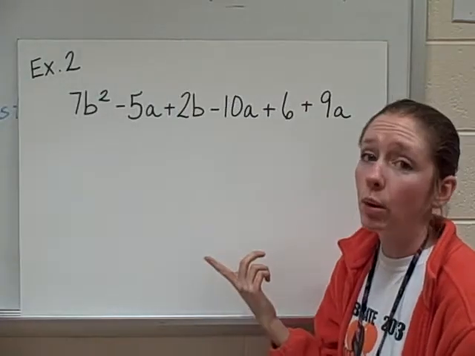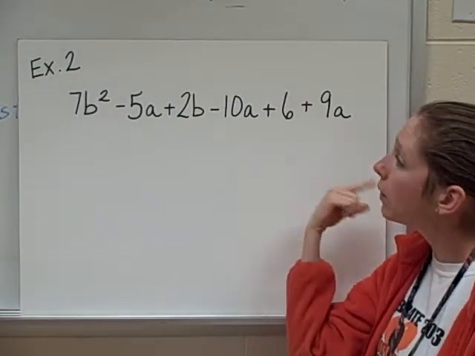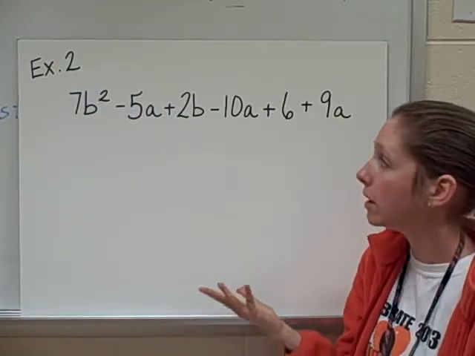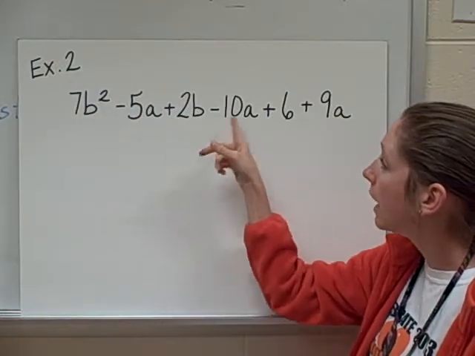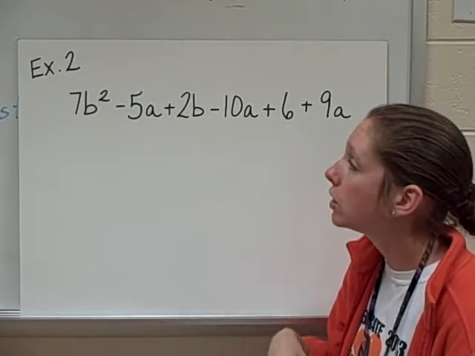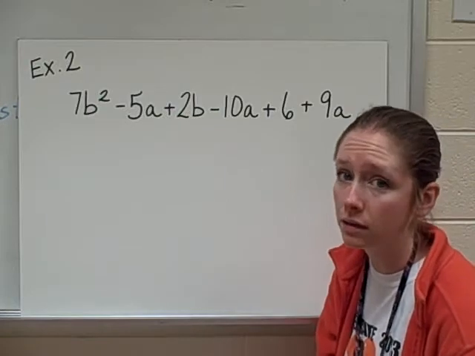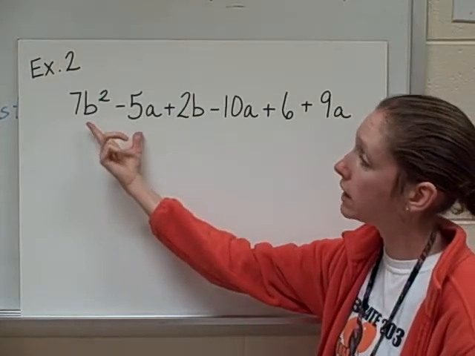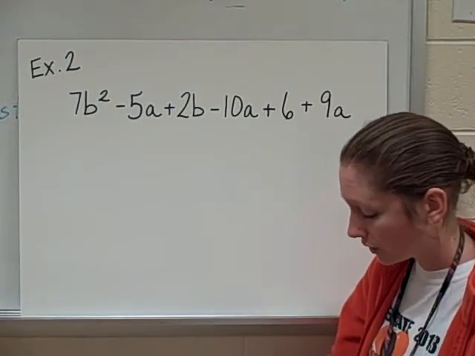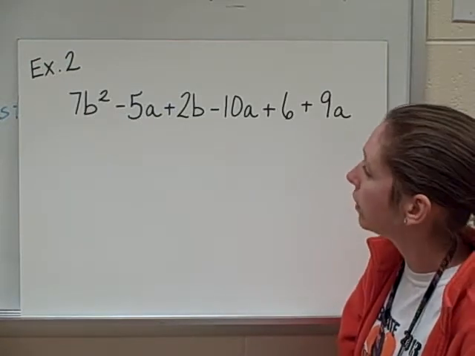Okay, next example. Notice I've got a lot of other things going on here. I see a b squared. I also see more than one variable. I see an a, b. I also see a constant. So remember, when you're collecting like terms, you can only collect the things that are like each other. Okay, I can't combine these two. I can only combine the things that are like. So let's start off with collecting like terms and doing some color coding.